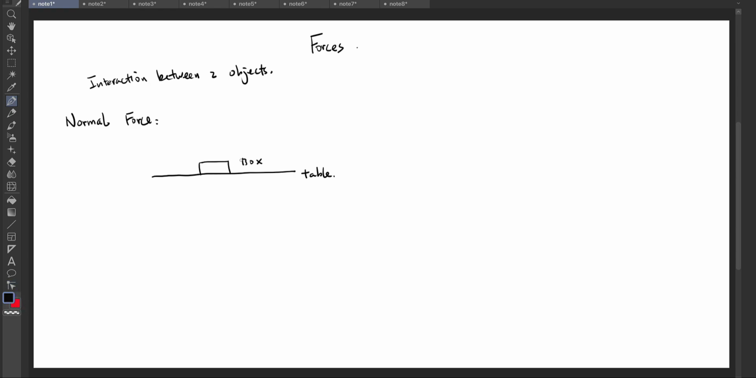The reason that this box can stay still on the table without falling down, because we know there's gravity. Right? Anything if there's no support will drop down. Now the reason this box is not dropping down is because at the contact surface between the box and the table, there's a force pointing upward acting on the box, and this force is called normal force, and the symbol we use to represent the normal force is N.